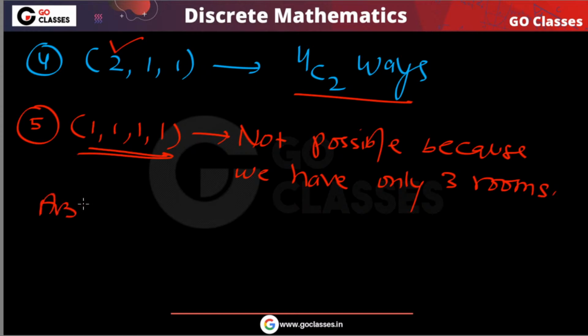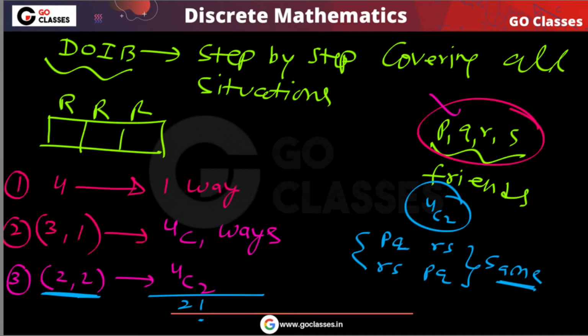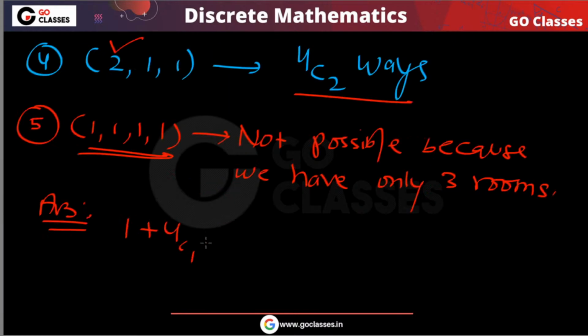So the answer is very simple. Here you can notice 1 plus 4C1 plus 4C2 divided by 2 factorial plus 4C2. So this is the answer. Is this clear to everyone? Tell me, does anyone have any doubt in this? So this is how you can do these types of questions.